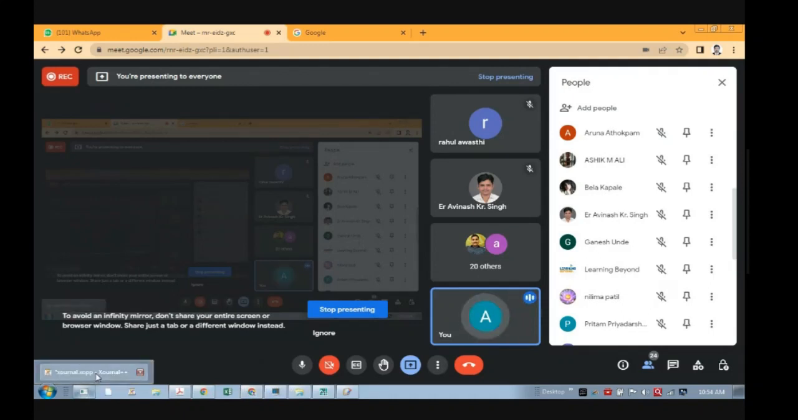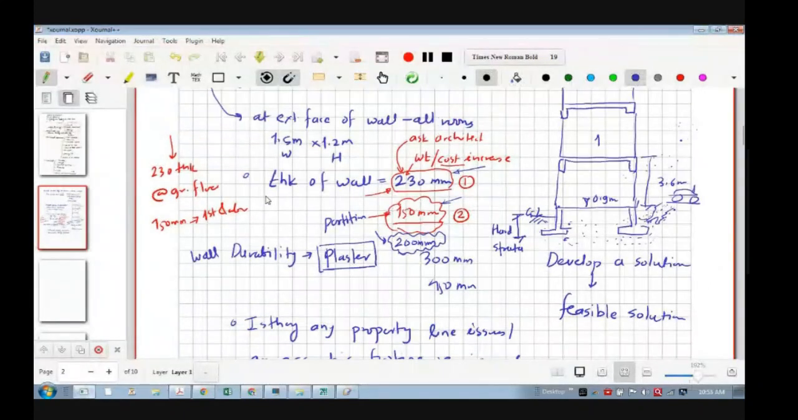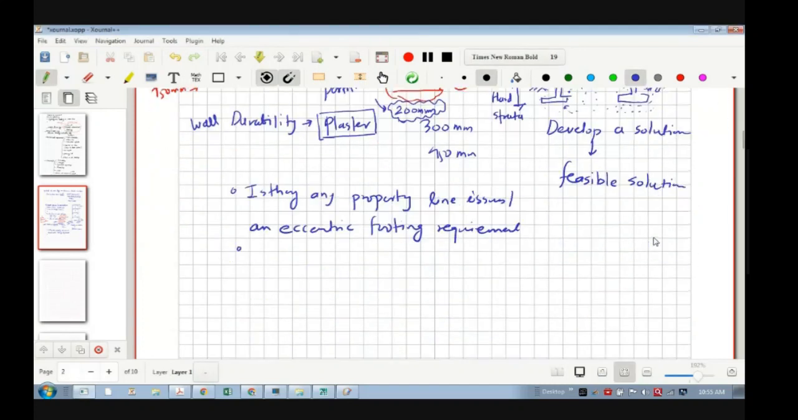So any questions? So we can ask what is the hard strata level, where will you get this information? Where is the hard strata, who will give the information? Sir, it will come from the geotech report. Yeah, so generally the more appropriate way is to get the geotech report. So you can ask the client. Now you have to ask the client this question: where is the geotech report?